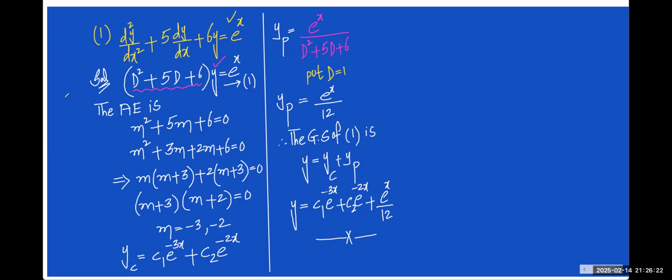Which rule is this? When the right hand side value is e power x. Now we will also look at another possibility. Another possibility.